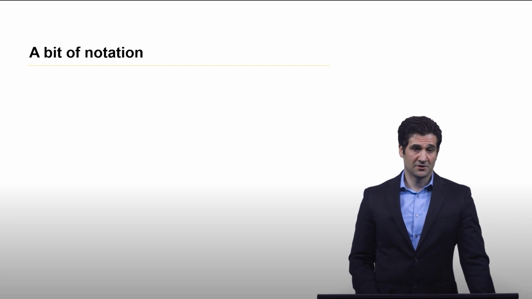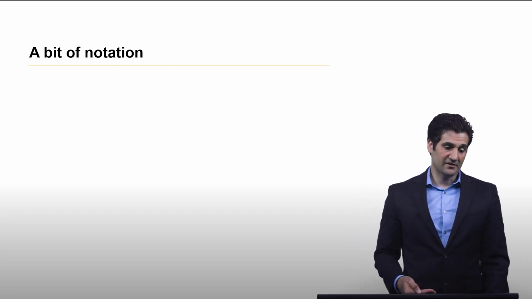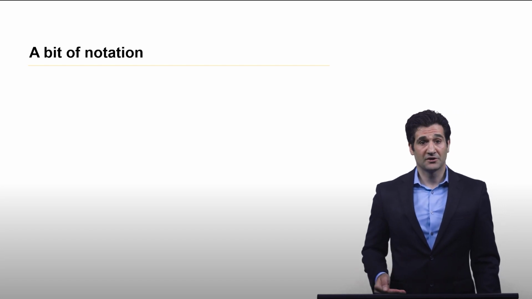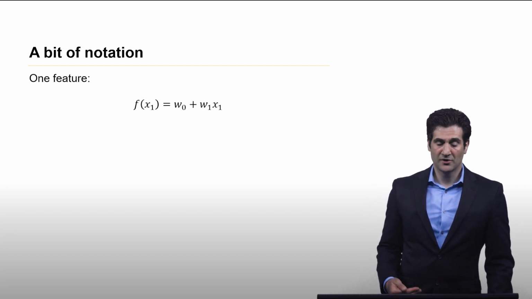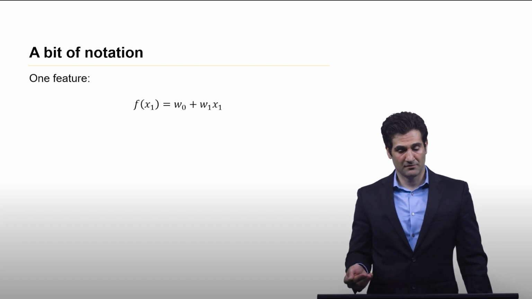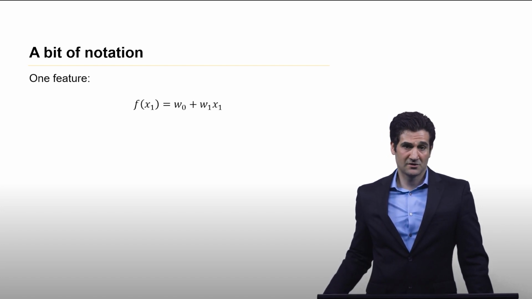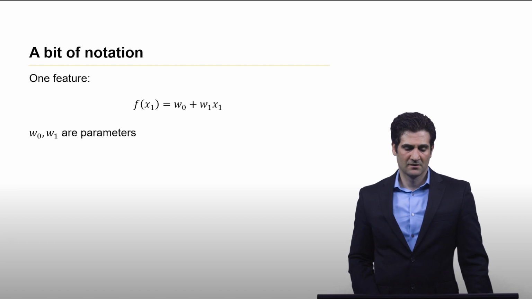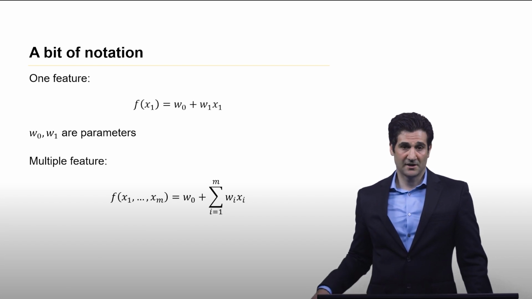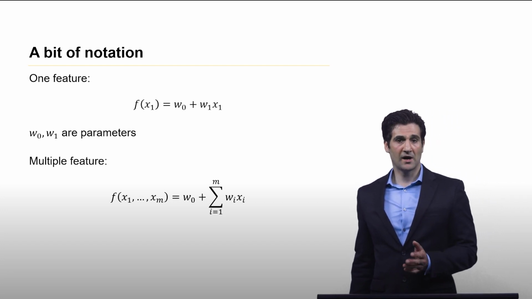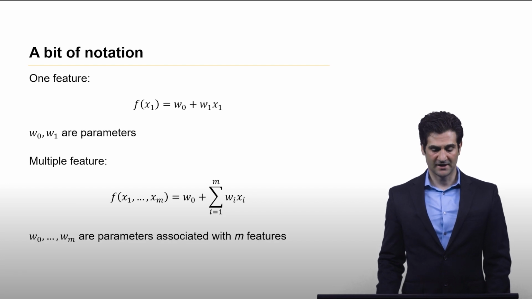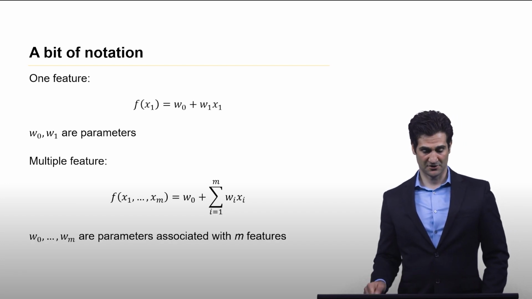So now we'll go through a bit of notation, and this is very important because this kind of notation we will use not only in this module on regression, but throughout the entire course. So if we have one feature, as you've already seen, we will have a function that looks like this, where we have f of x1 equals w0 plus w1 times x1, where the w's, of course, are parameters. And now if we have multiple features, we will annotate the w's as wi, and we will just look at a sum over all wi's multiplied by xi's, and we will assume that there are m number of features.